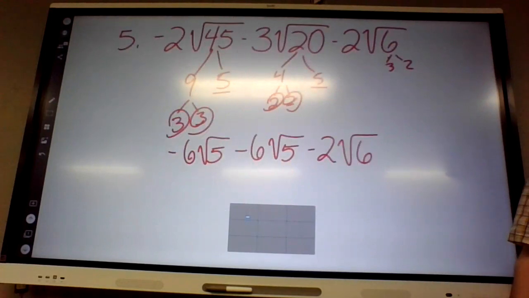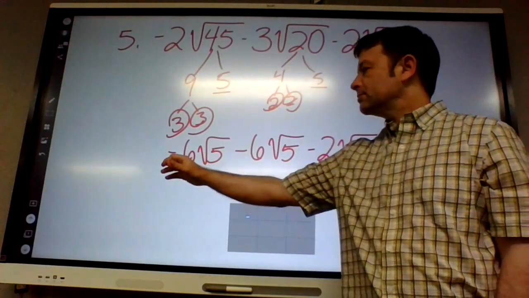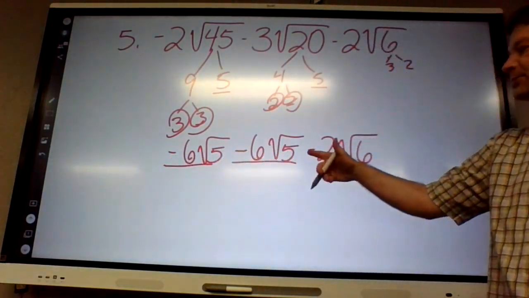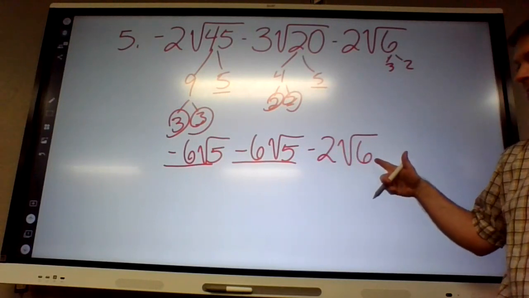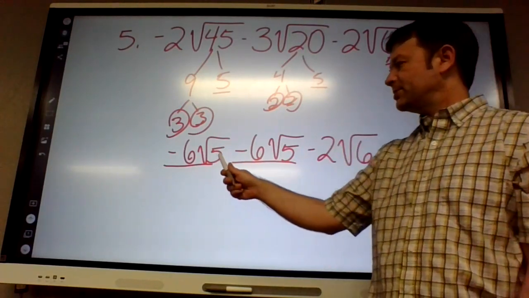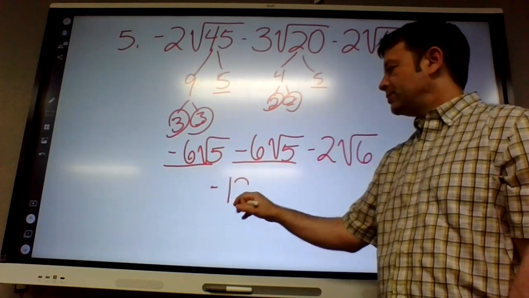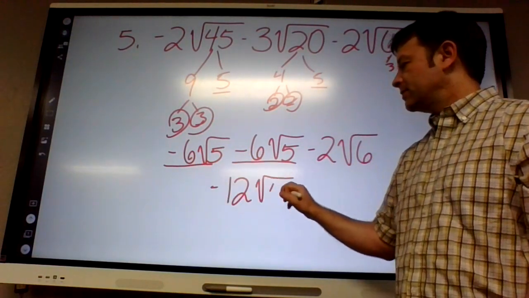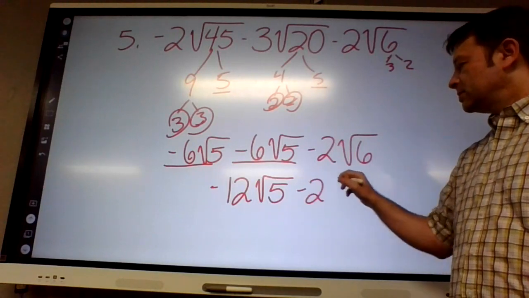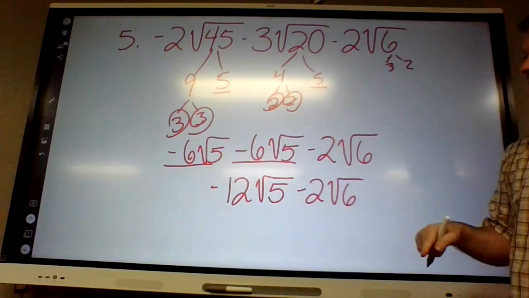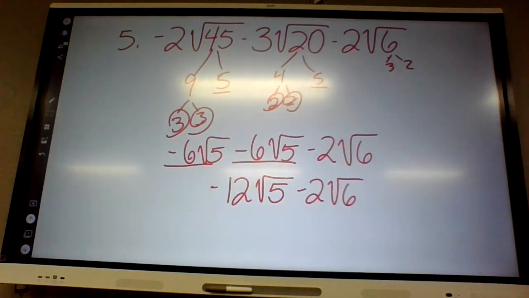Can we do anything else? Like terms, those two can go together. This one cannot. It's got to be the same kind, square root of 5. Negative 6 minus 6 is negative 12 square root of 5. It's kind of like negative 6x minus 6x is negative 12x.